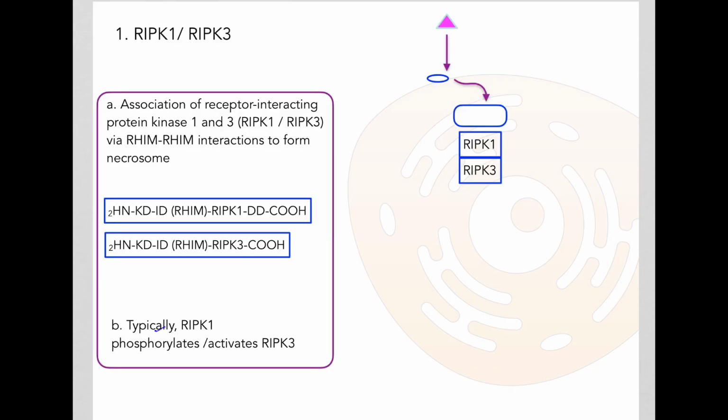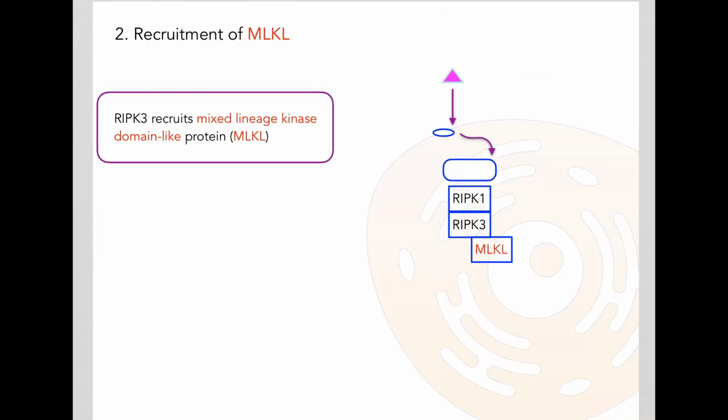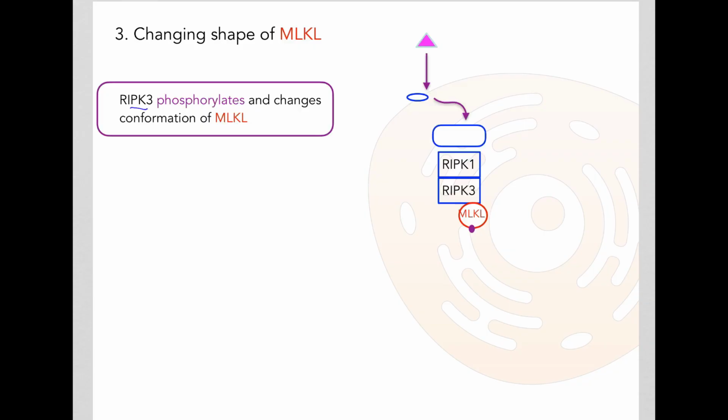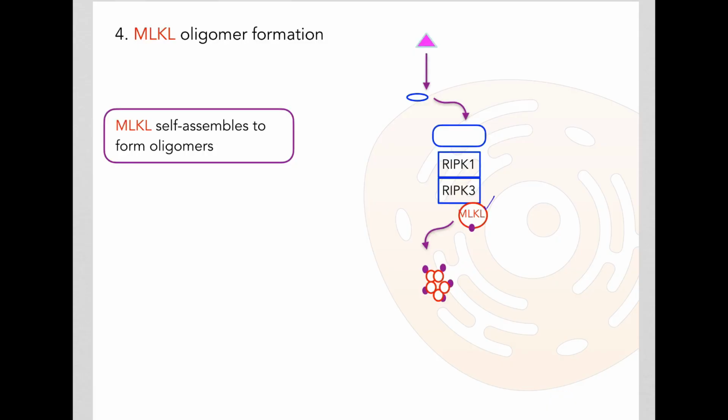Most often in the next step, the RIPK1 will phosphorylate and activate RIPK3. The activated RIPK3 will then recruit another protein called mixed lineage kinase domain-like protein, or MLKL. So now MLKL gets recruited towards the receptor site. The RIPK3 will phosphorylate and change the shape of MLKL. So you see the MLKL shape has changed and you see this phosphorylated MLKL. This change in shape or conformation of MLKL causes it to self-assemble to form a large complex, an oligomer. We see this oligomer of MLKL being formed.